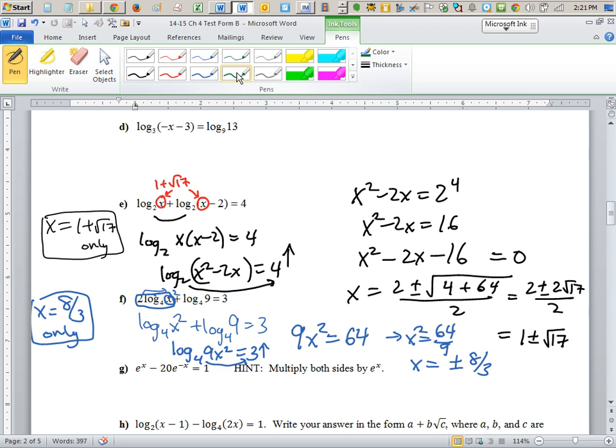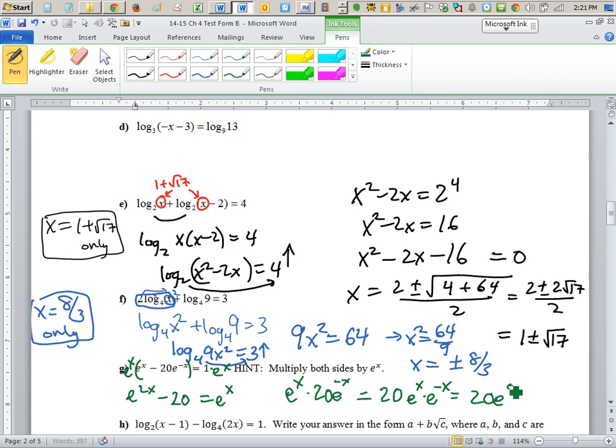Okay, the next one, it suggests that you multiply by e to the x. That's for both sides, of course. So you end up with e to the 2x minus 20 equals e to the x. You might say, well, what happened to the middle term? It just became a 20. What happened there? Well, e to the x times 20 e to the negative x is literally 20 e to the x times e to the negative x, or you could say e to the 0. And since e to the 0 is 1, I just got 20 as a middle term. I'm erasing that for space reasons, but if you need to rewind the video, you can.